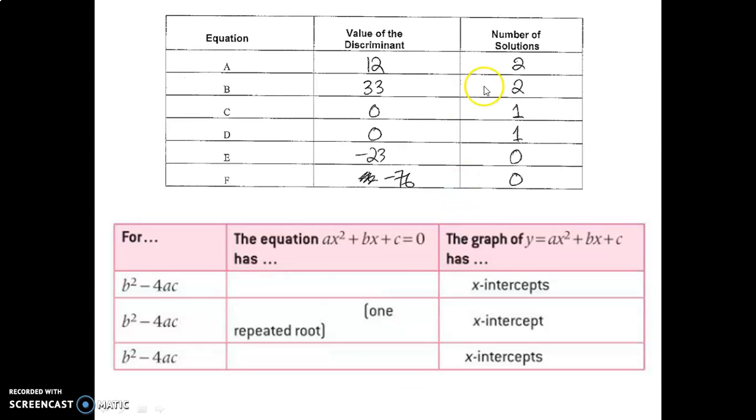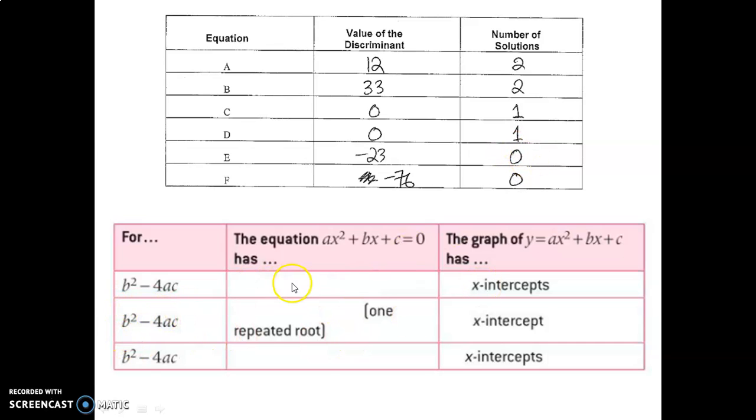So here is what we just did. We found values of discriminants. These are the ones from the last 6 we just looked at. We noticed when there's these values, we had 2 solutions. When we had those, there was 1 solution. And when we had these 2 negative discriminants, we had no solutions. So let's fill in this table.